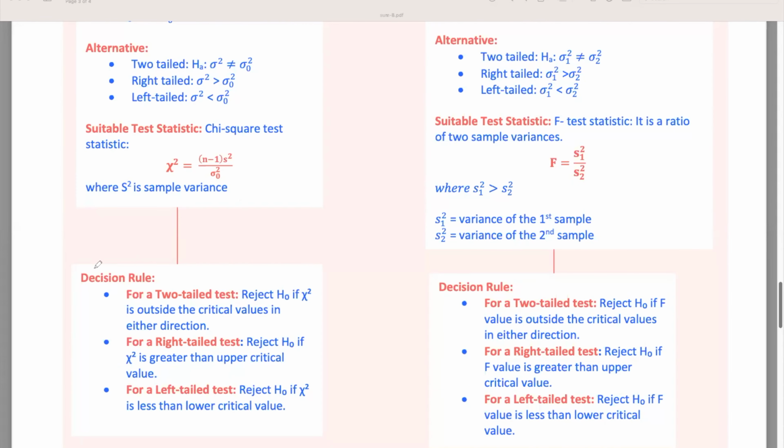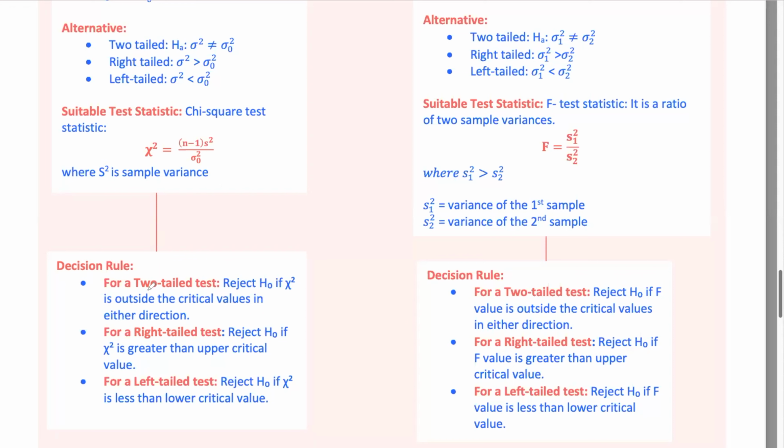Remember, as discussed earlier, for a two-tailed test, we reject the null if the chi-square value is beyond the critical values in either tail. For a right-tailed test, if the chi-square value is greater than the upper critical value. And for a left-tailed test, if the chi-square value is less than the lower critical value.